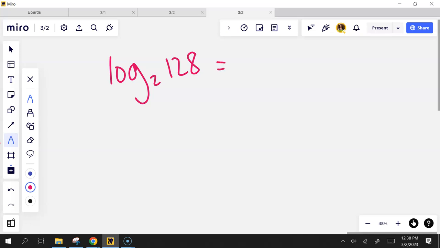Okay, 7. How did I do that? I started thinking, 2 to the what power will give me 128? 2, 4, 8, 16, 32, 64, 128. 7 times.